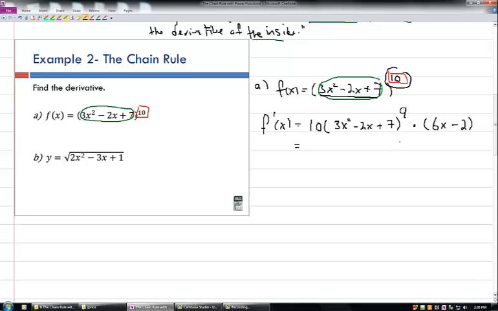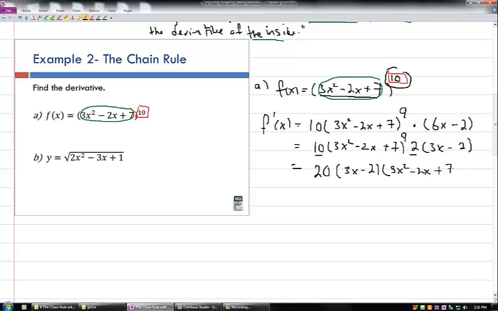I guess you could pull out a 2 here because they do have a 2 in common. So I could write this as 10 all times 3x squared minus 2x plus 7. I could pull out a 2 here, so 2 times 3x minus 2. And then I could take that 10 and multiply it by the 2 and get 20. Oh, this is to the 9th power. Don't forget the 9th power. So I take 20. I have 3x minus 2, all times 3x squared minus 2x plus 7 to the 9th power. And that's my answer.